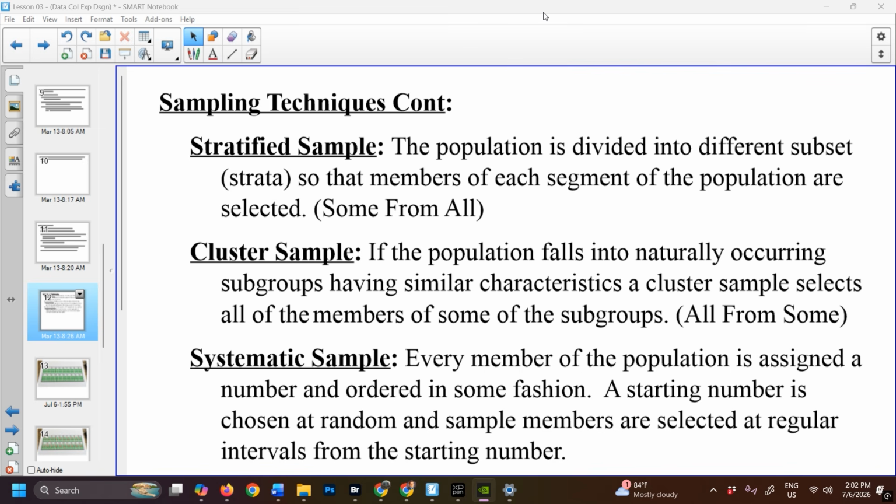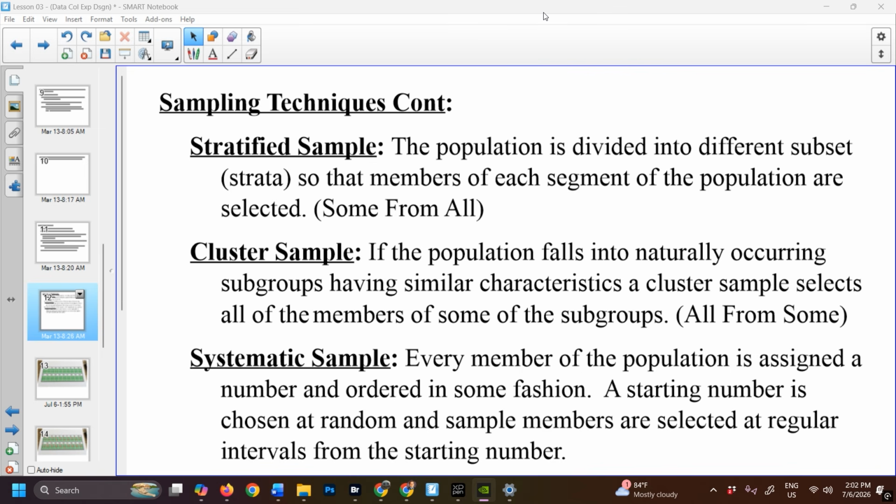Stratified sample. If a population is divided into different subsets, which are known as strata, so that members from each segment of the population are selected, this is known as some from all. A cluster sample. If a population falls into naturally occurring subgroups having similar characteristics, a cluster sample selects all of the members from some of the subgroups. This is called all from some.